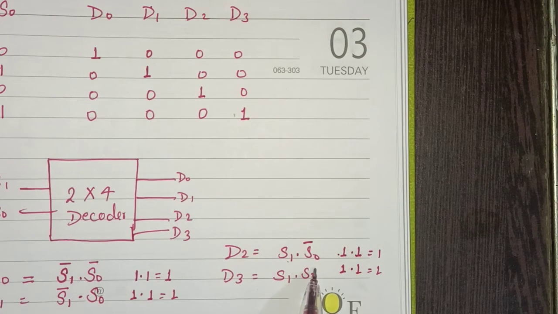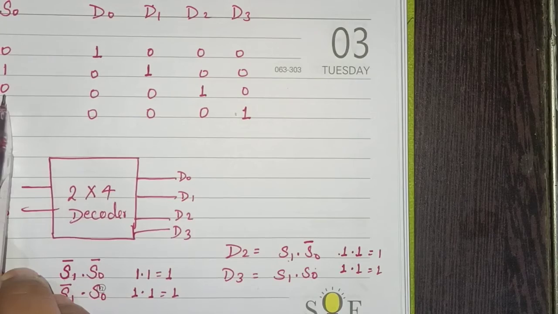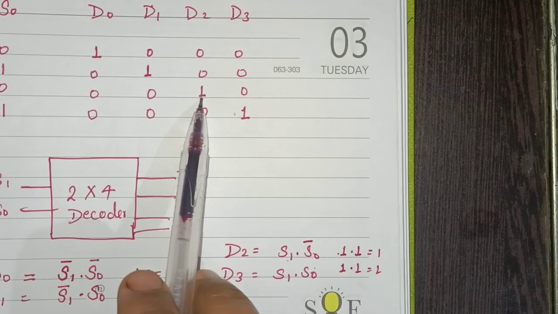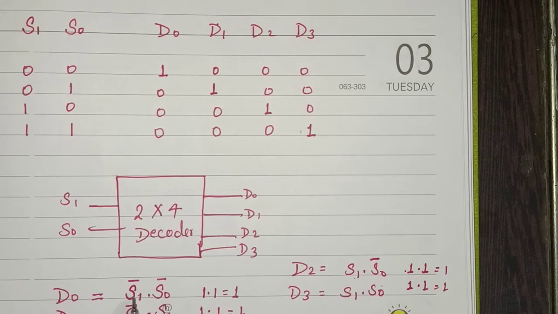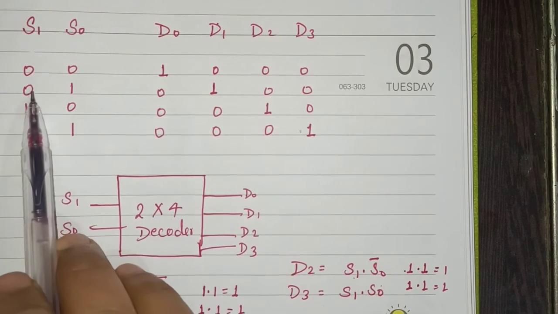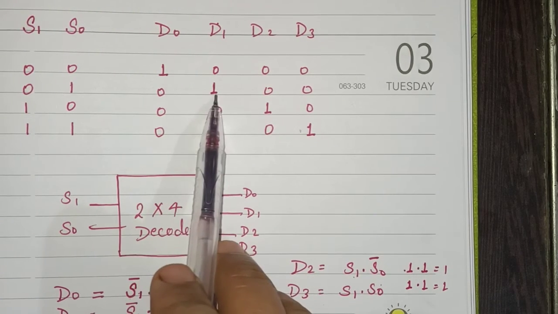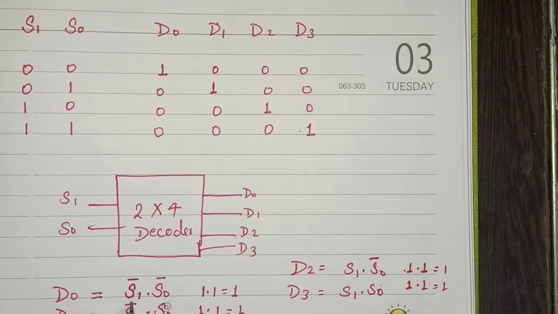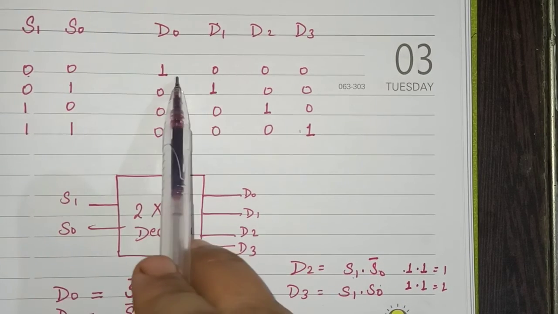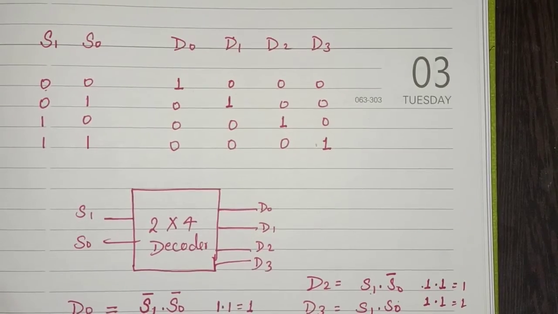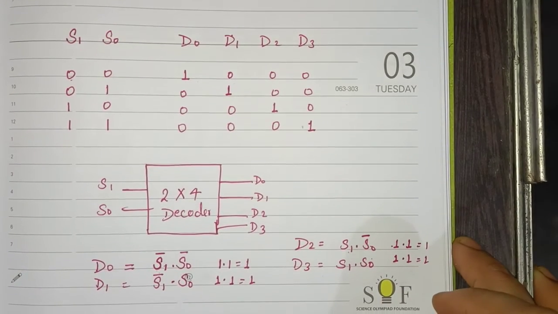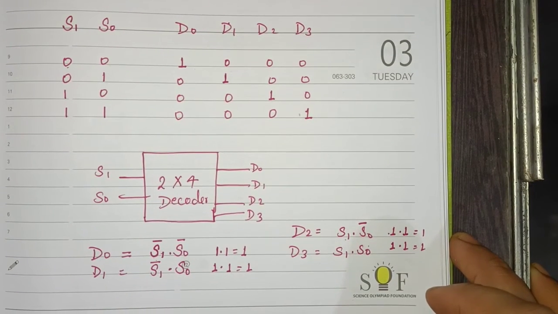D3 is only high when S1 and S0 are both 1. When S1 and S0 bar, then D2 value is high. And when S1 bar and S0, then D1 value is high. And if S1 bar and S0 bar, then D0 is high. So this is the way to find the output.